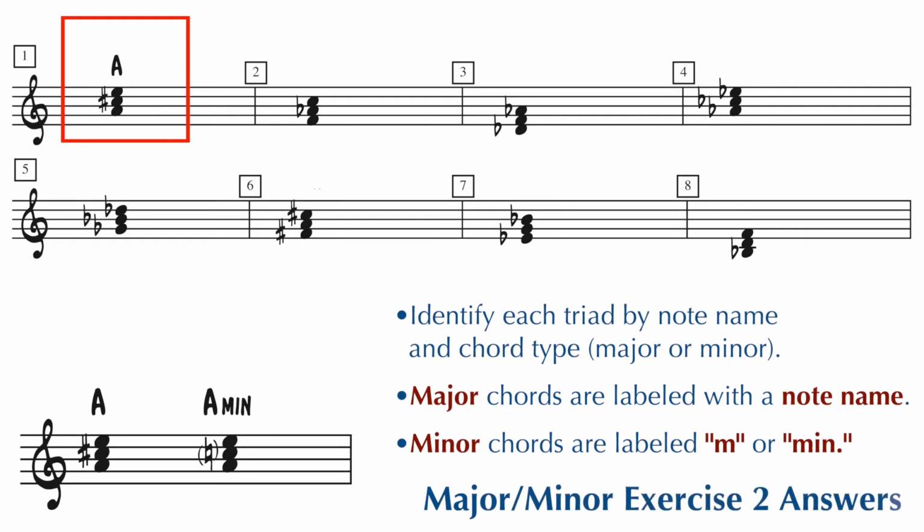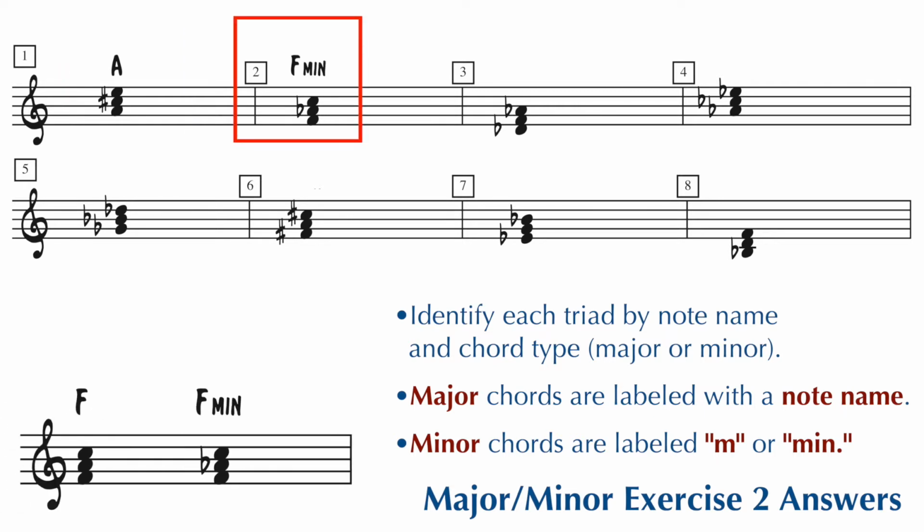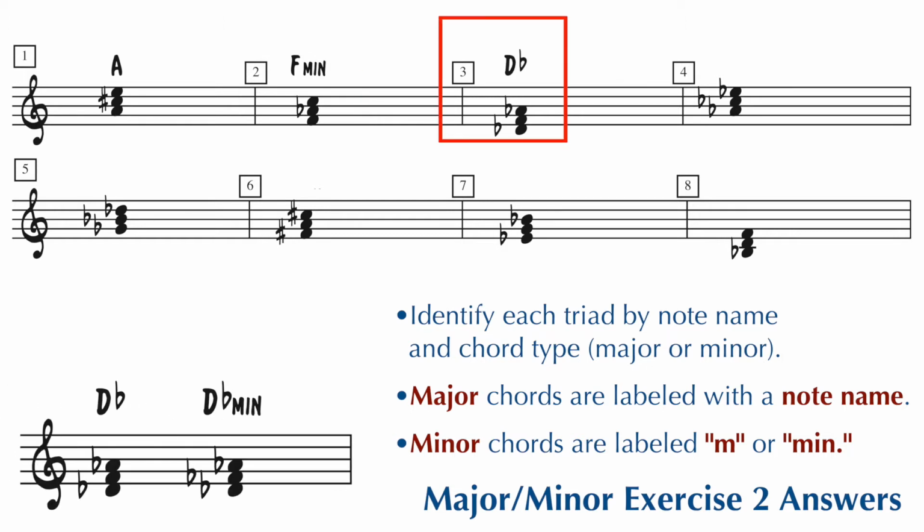Number 1 is an A major chord, A, C sharp, E. An A minor chord would be A, C, E. Number 2 is an F minor chord, F, A flat, C. An F major chord would be F, A, C. Number 3 is a D flat major chord, D flat, F, A flat. A D flat minor chord would be D flat, F flat, A flat.